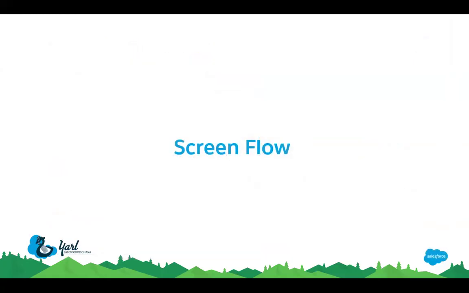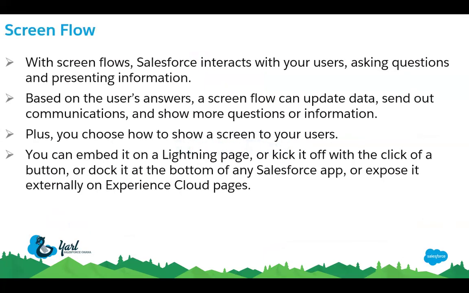Screen flow. Now let's go one by one through the main flow types. Screen flow is a very basic one. You can use it for asking questions or presenting information to your user. Based on the user's answers, the screen flow can update data, send out communications, and show more questions or information. Plus, you choose how to show a screen flow to your users. As I mentioned earlier, it can be a button click, it can be in your page layout, it can be in your experience cloud. You can decide that as well.